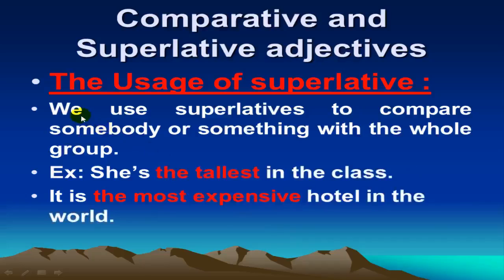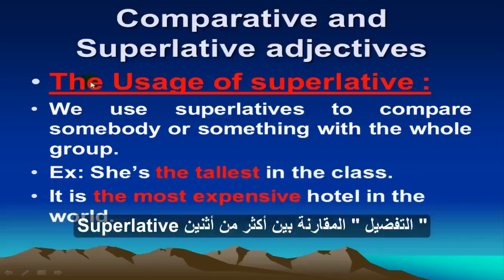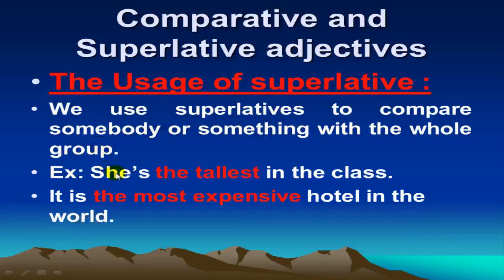Why do you use superlative? Usage of superlative. We use superlatives to compare somebody or something with the whole group. Example, she's the tallest in the class. It's the most expensive hotel in the world.